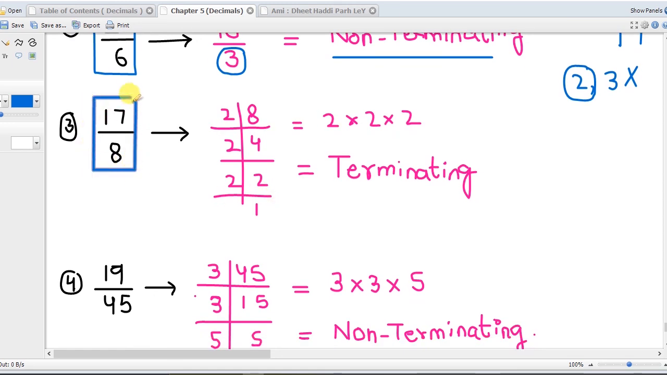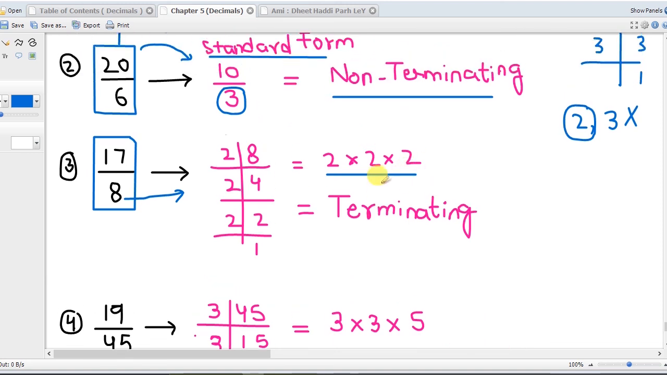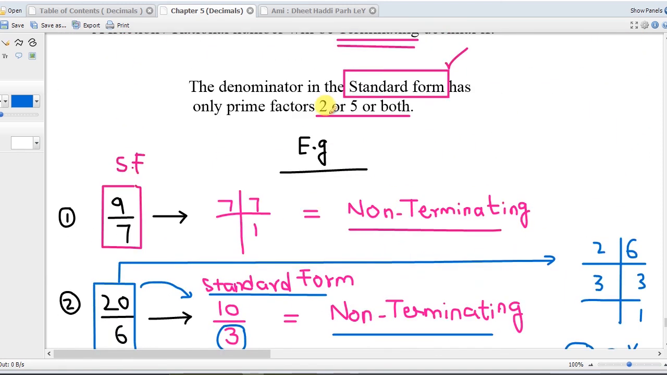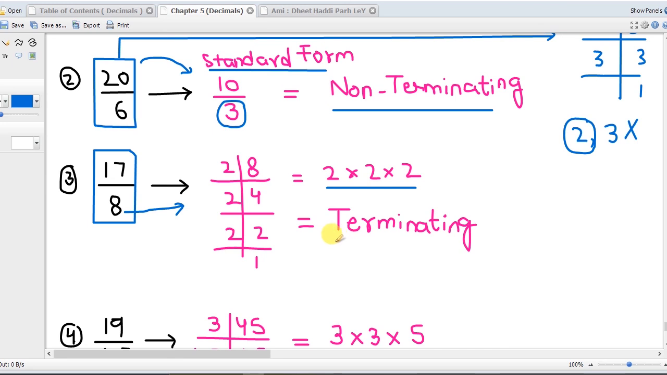17/8. Can we further simplify this? No. So now we are allowed to make the factors of this 8. The factors of 8 are 2 times 2 times 2. So we are getting the factor 2, and we can simply name it a terminating fraction. Terminating means if you keep on solving, you will get a remainder 0.